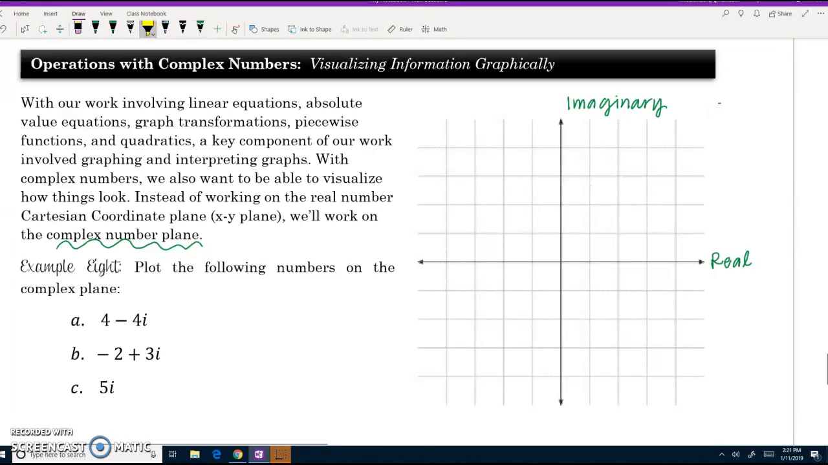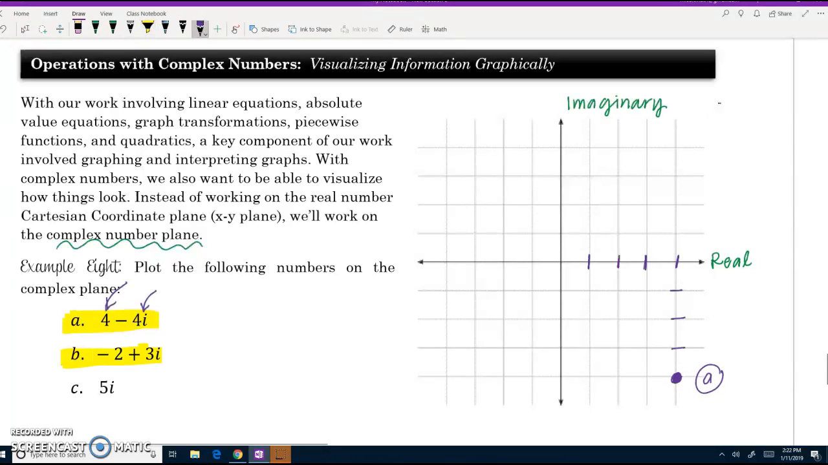So the first point I want us to plot together is letter A, which is 4 minus 4i. If we think of breaking that apart into a real number and an imaginary number, the real number is 4. So you want to go over 1, 2, 3, 4 units on your real axis. Then you have a minus 4i. So -4 is your imaginary term, which means you want to go down 1, 2, 3, 4 units on your imaginary axis. So this point down here is what we would label as A. So really just like plotting X and Y points.